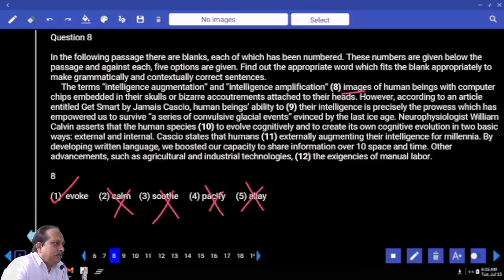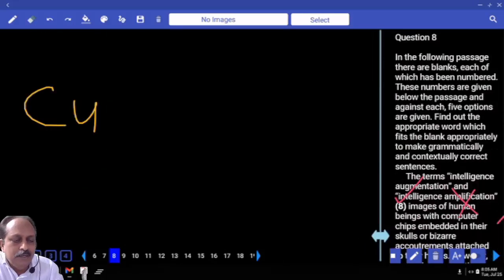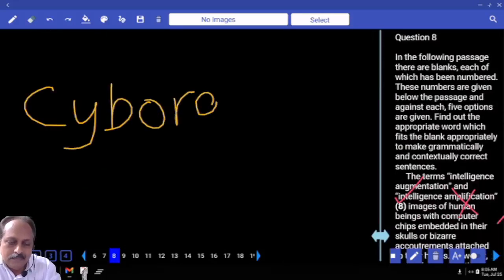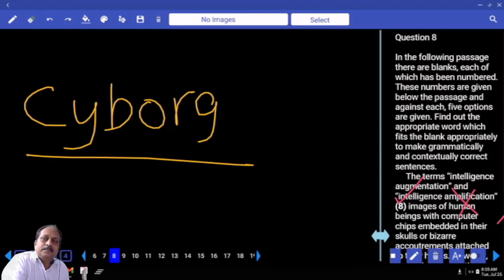I'll spend a minute on this. Have you heard of the word? All of you please write this word. Cyborg. Have you heard of this word? Means what? Write the meaning. Cyborg, part of speech noun. Half man, half machine. That is the meaning. Cyborg means half human being, half machine.